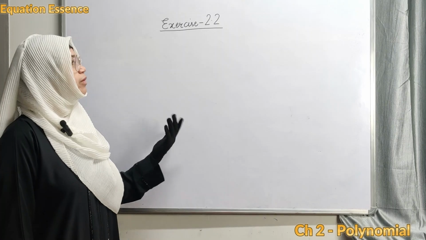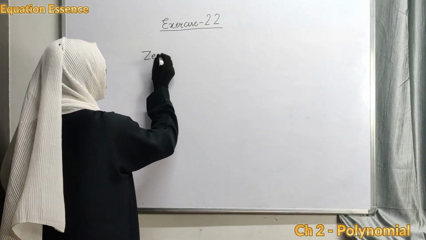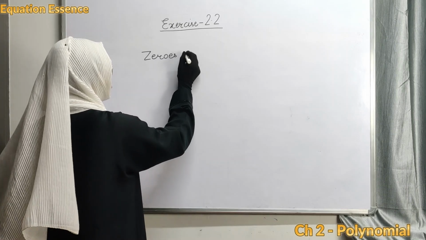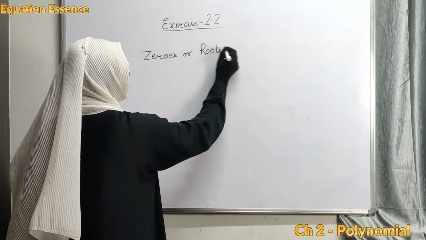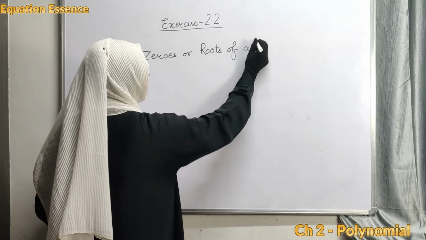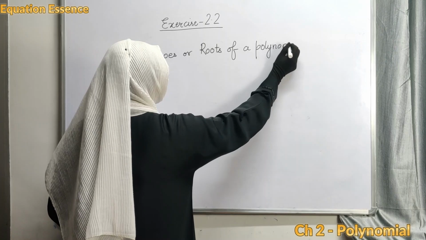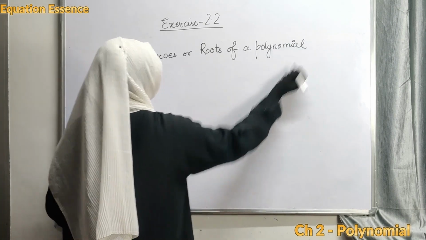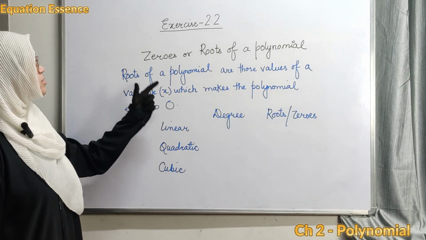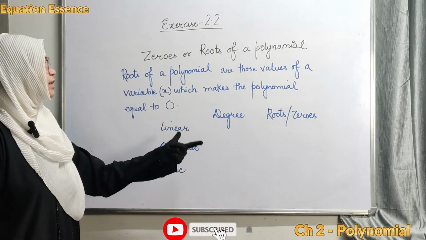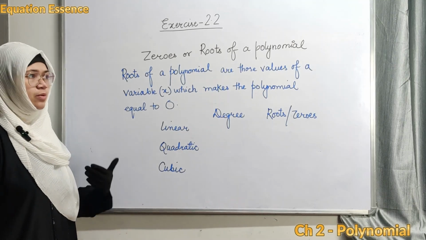Now today we will study about the zeros or roots of a polynomial. Zeros or roots of a polynomial are those values of a variable x which make the polynomial equal to zero.